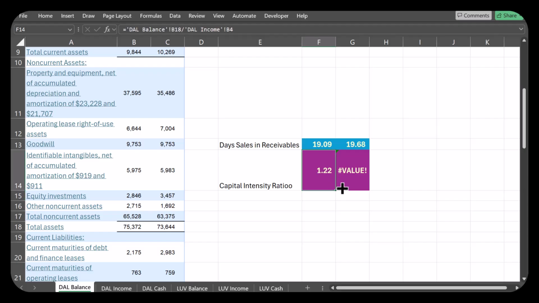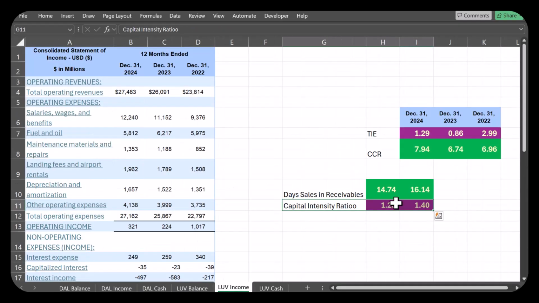Okay, so to generate $1 of sales, Delta requires roughly $1.25 in assets. It's not that different from what you want to call Southwest Airlines. It's probably an industry thing.